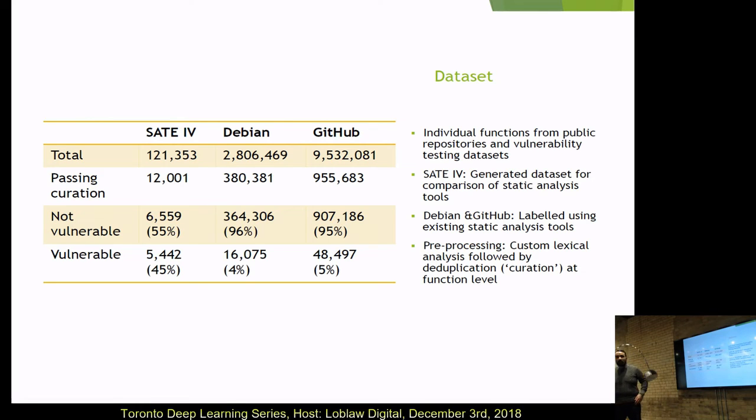Just to make sure, when you say "these," you mean Debian and GitHub? Exactly. So they actually run 3 static analysis tools.